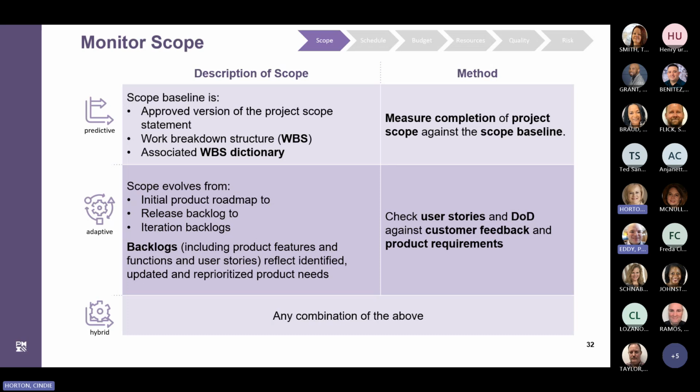In adaptive projects, scope evolves from the initial product roadmap to items in a release backlog, which are further broken down into iteration backlogs. To measure the variance, the teams continuously check user stories and the definition of done, or DoD, against customer feedback and product requirements. And then in hybrid projects, they may use a combination of any of the above. Throughout the life cycle, the project manager and the project team will leverage these methods to monitor, or keep tabs on, how closely the project is adhering to the scope baseline.